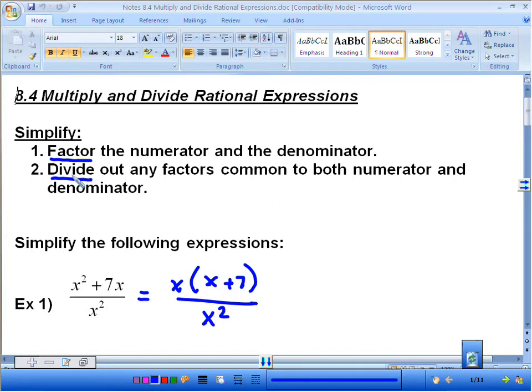The next step that we're going to do is divide out any common factors to both the numerator and the denominator. Well, the only thing that's common are the x's. So I can divide this x by this x. My final answer is x plus 7 divided by x. I can't reduce these two x's because that x plus 7 is a binomial and it has to stay together.